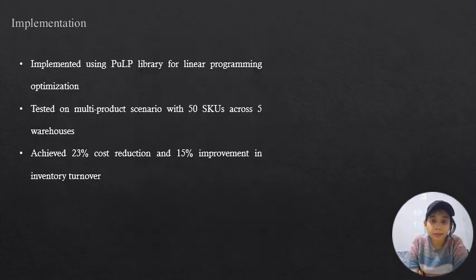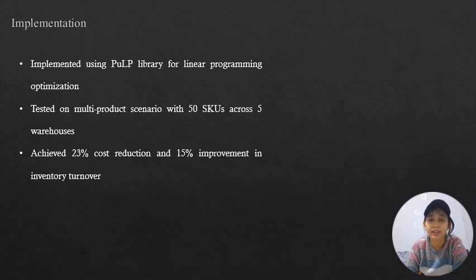All right. I'm going to explain the implementation of my project. The system was written in Python using the PuLP optimization library, which has an interface to open-source solvers such as CBC. A simulated case study of a retail network consisting of 50 products, 5 warehouses, and varying demand patterns showed a significant improvement.